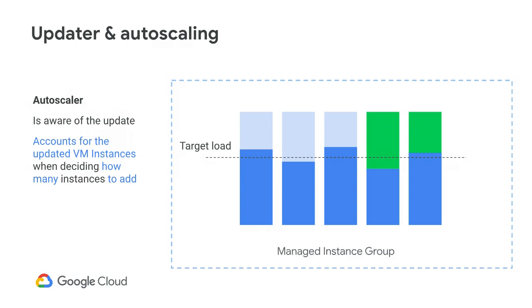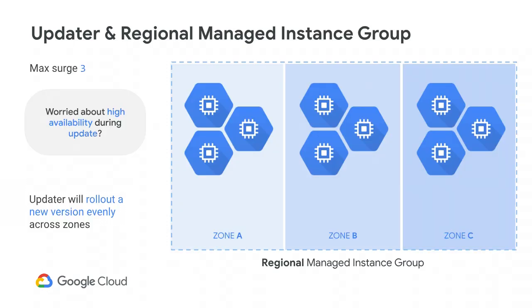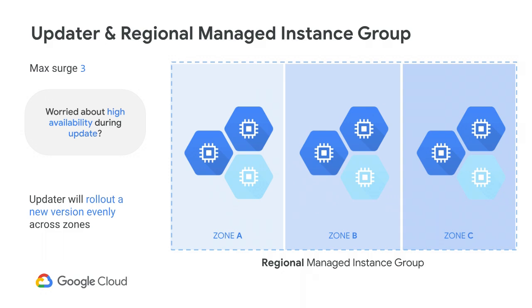How about the updater in a regional managed instance group? The updater will update the machines evenly across the zones to spread the risk, and once the new machines are up and running, it will also remove the old machines evenly across the zones, again, to spread the risk for you, for high availability. Finally, let's have a look at how the updater works with the load balancer.